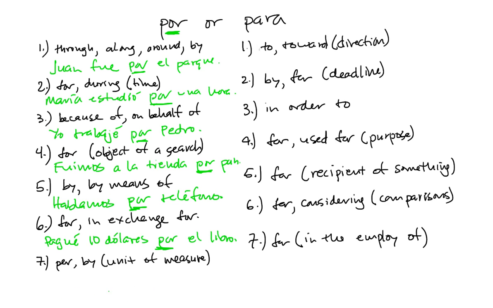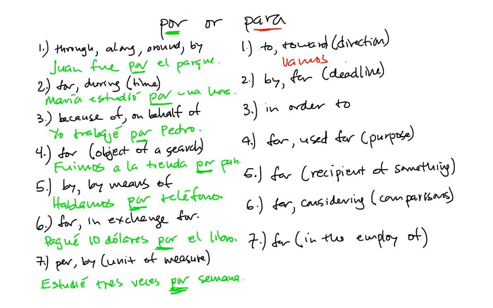And per or by, a unit of measure. Estudié 3 veces por semana. I studied 3 times per week. Okay, per week, in place of the Latin per. Okay, let's go to our red for para. To or towards in a certain direction.